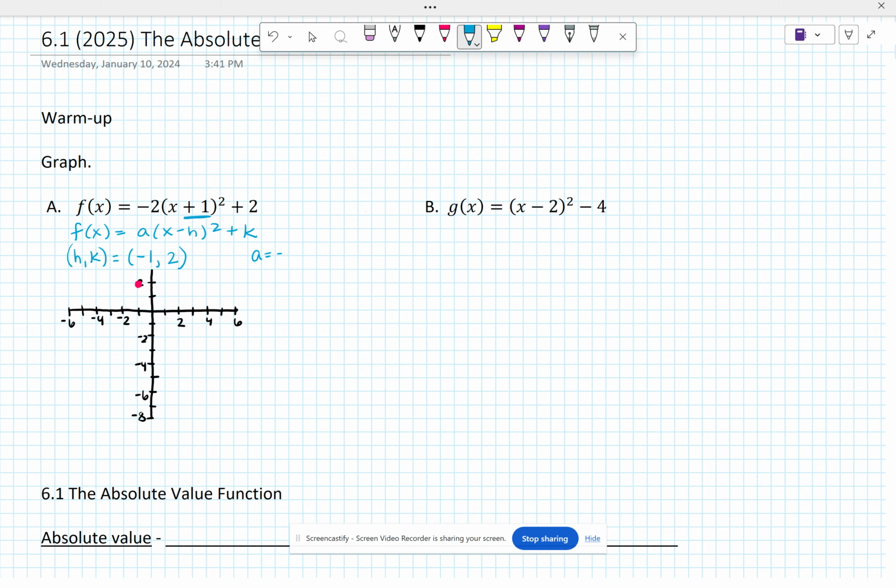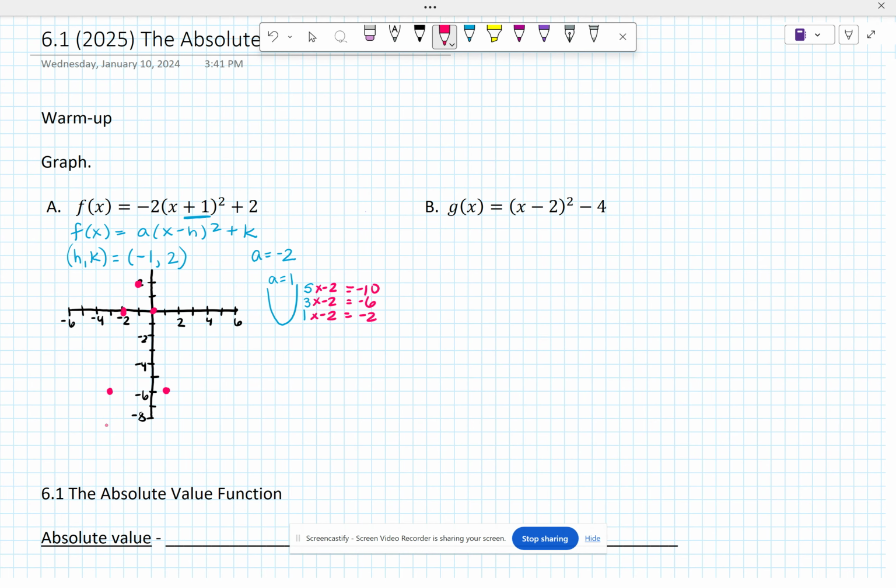And an a value of -2 means that this graph is going to open down and it's going to be narrower. So remember, when I have an a value of 1, like I do for my parent function, I have this 1, 3, 5 pattern. Well, in this problem, I have an a value of -2. So I can multiply all of these by -2 to get a new pattern. Now when I go over 1, I'm going to go down 2, over 1, down 6. And for this graph, 10's not going to fit, and that's okay. Whatever I do to one side, I've got to do to the other.